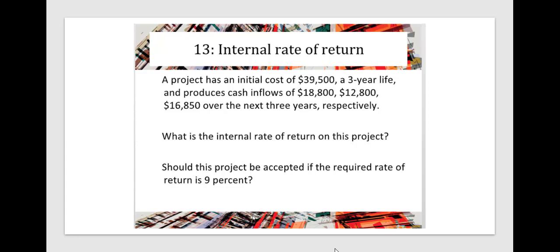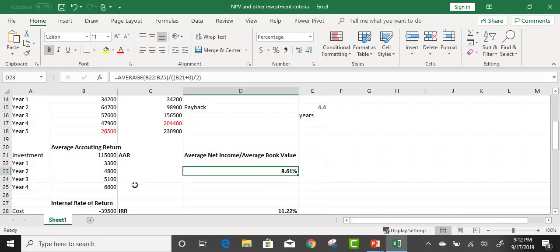So let's consider this project with an initial cost. This is a cash outflow, and the project has a 3-year life, and each year the project generates cash inflows of $18,800, $12,800, and $16,850 respectively. What is the annual rate of return, and should the project be accepted or rejected? You'll have to compare the internal rate of return with the required rate of return. If the internal rate of return is more than the required rate of return, the project should be accepted. Now I'll show you how Excel can be used to calculate internal rate of return.